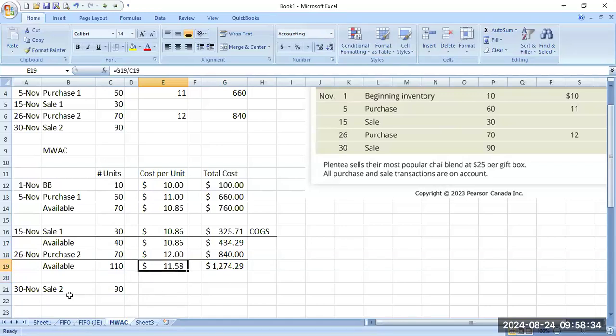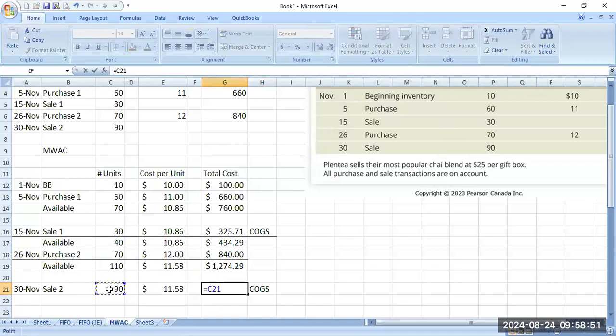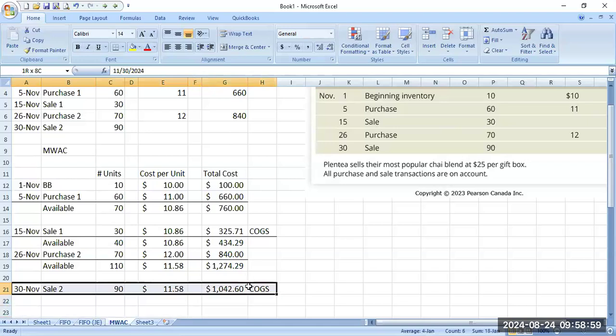So once I do my second sale for 90 units, my cost of those 90 units is going to be exactly the same amount, $11.58. So the total cost of goods sold here is equal to 90 times the weighted average cost per unit, 90, and that's $1,042.60.